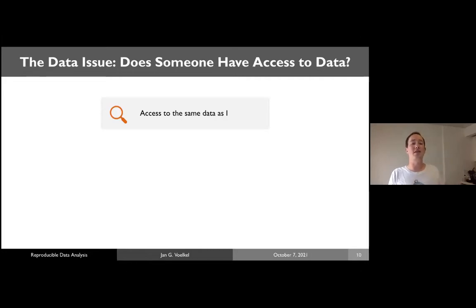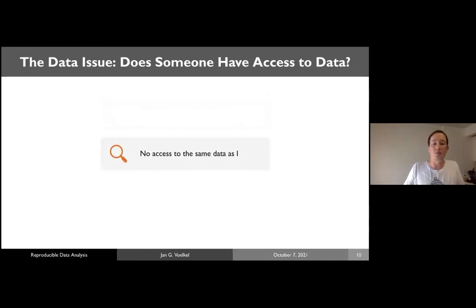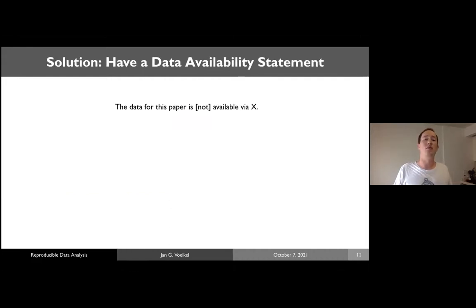Then the next step is, does someone have access to your data? The person who conducts the analysis most probably has access to the data they used. There also used to be an issue that data would just disappear, but if you store your data appropriately, then you should have access to it. But if you don't post it online, or if you are not using publicly available data, people may not know how to access it. So the solution is to have a data availability statement where you say the data for this paper is available via X. Some journals require this already, but independent of requirements, I think it's a great idea to always have such a statement in your paper.